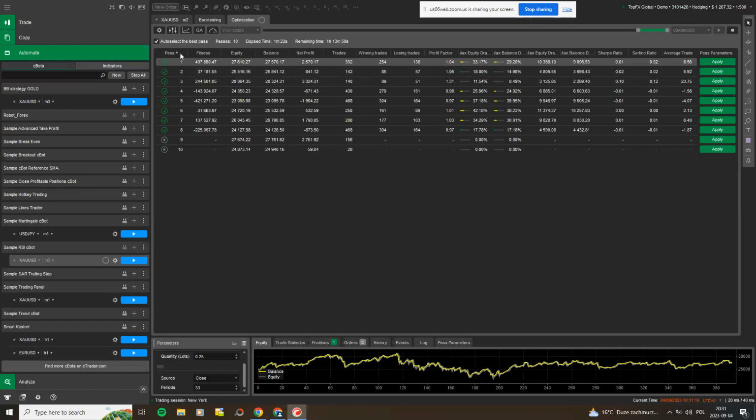So right now we have the best pass. Pass number 1 is the best pass so far, and this algorithm is still looking for the best one for us. As you can see, plenty of passes are already done. We are optimizing this strategy.